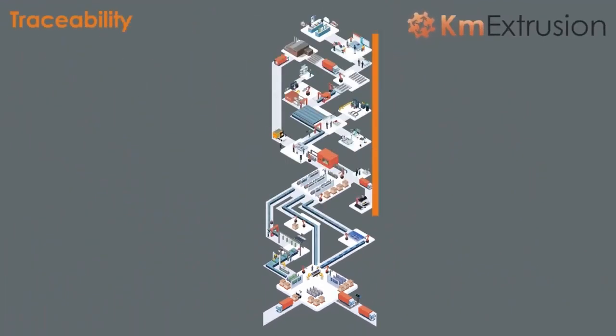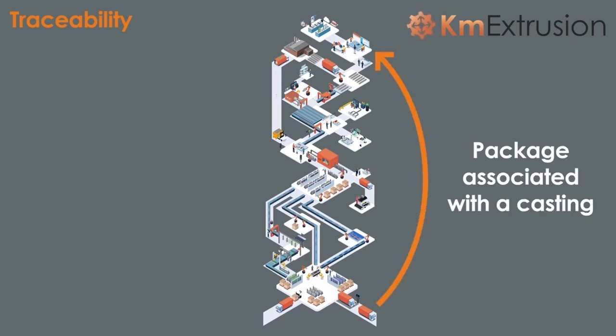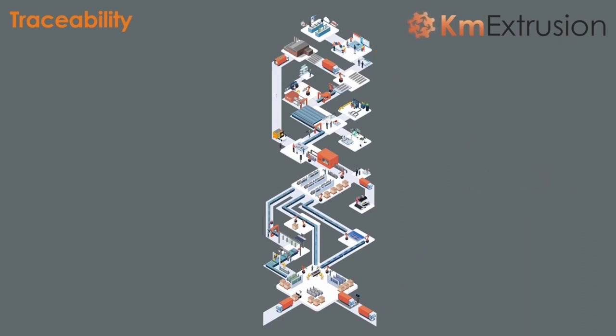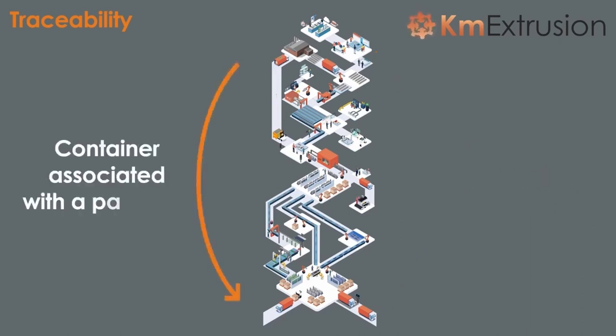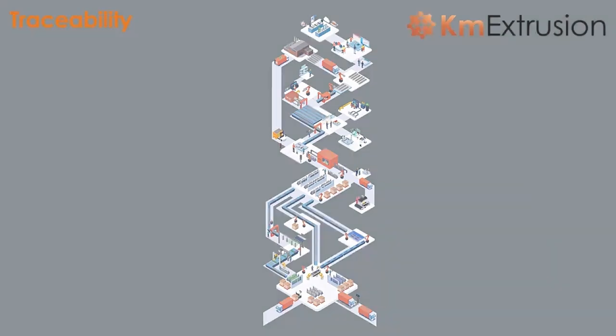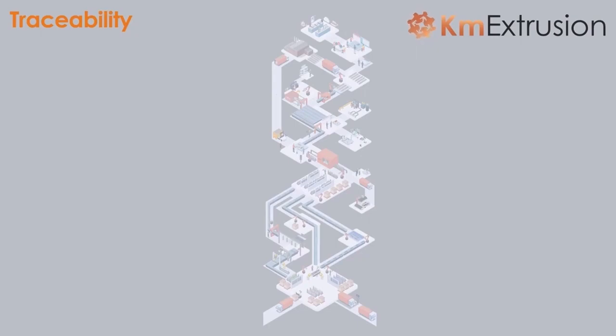Traceability is a crucial asset of KmExtrusion. All the data collected during production allows ascending traceability by associating a package with a casting. In the case of non-conformity, analysis and correction are extremely easy.